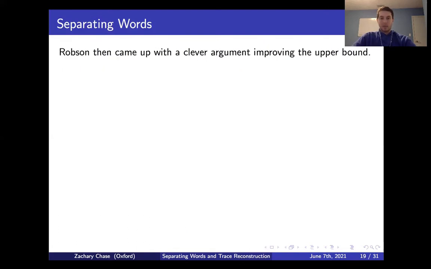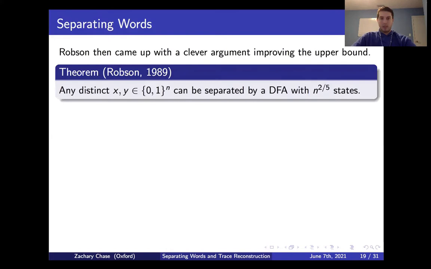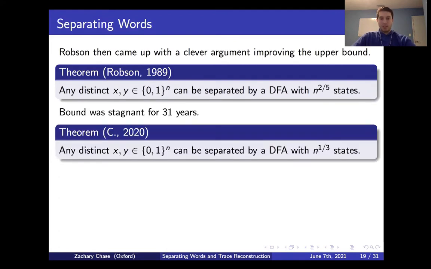Okay, Robson then came up with a clever argument for improving the upper bound. He proved that any distinct X and Y can be separated by a DFA with n^(2/5) states. And this bound was stagnant for 31 years, and we recently improved the n^(2/5) to n^(1/3).